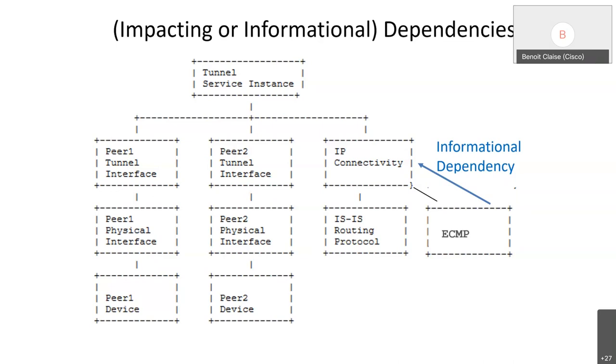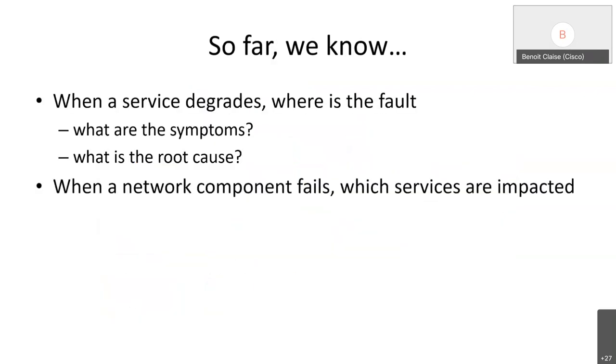Because that symptom combined with different symptoms, let's say I see a packet distribution change in an interface, and I see an ECMP issue, for example because there is bad load balancing, we might find a correlation between those two events. All right, on the next slide, trying to summarize what we've seen so far: when a service degrades, we can discover what the fault is, whether it's just a symptom or a root cause. But most of the time the most interesting ones are the symptoms, because the root causes are easy. And whenever a component fails, I was mentioning the optic, then we know which service instances are impacted.